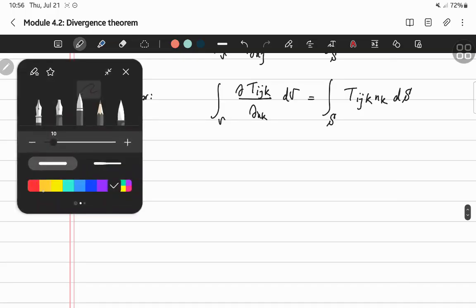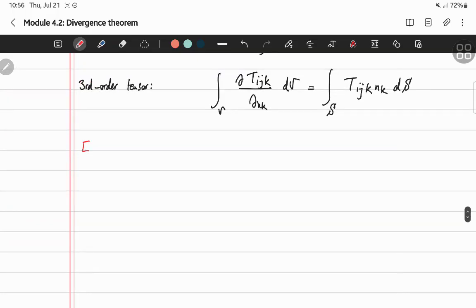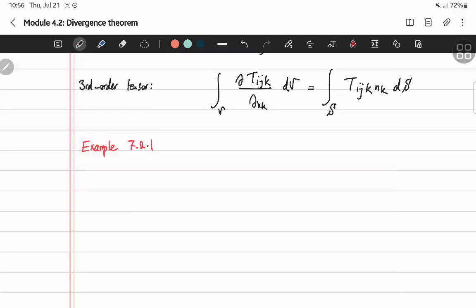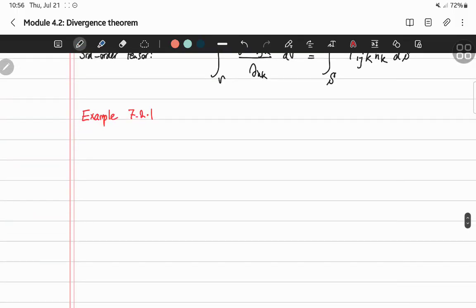Okay, so now let's solve the examples. Let's get started with example 7.2.1 to appreciate the concept of divergence and some other concepts here. Here we have an equation that says that the resultant force, which we know is a vector, is the integral of the divergence of T, the stress tensor, for example the Cauchy stress tensor, dV over V.